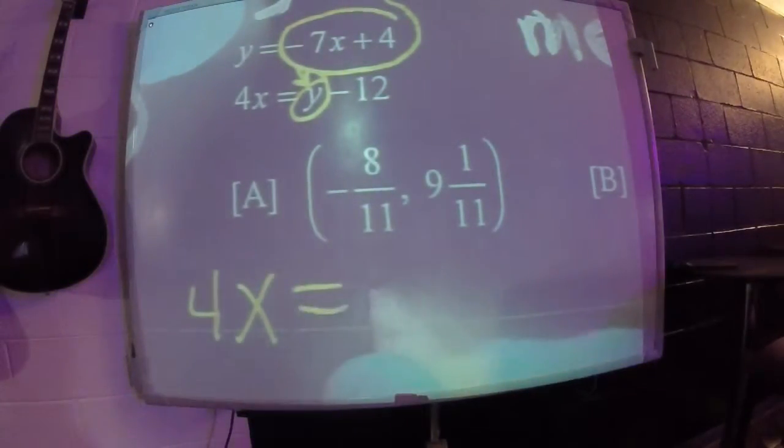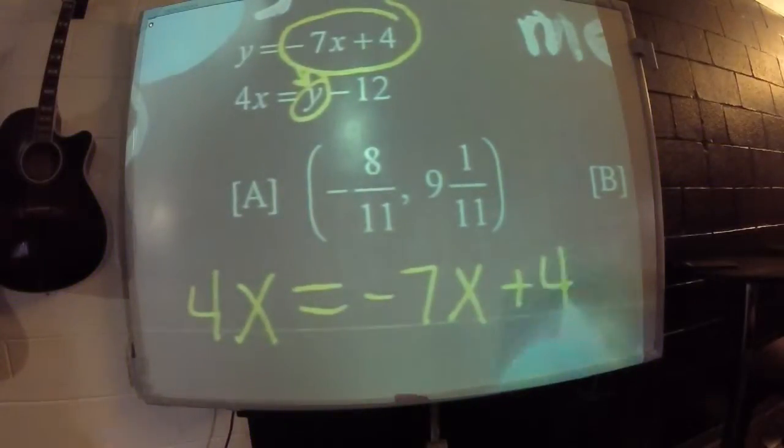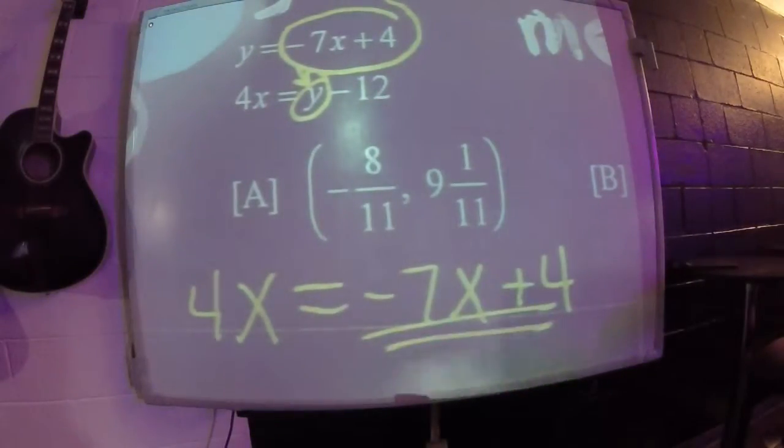4x equals negative 7x plus 4. That was the substitution part right there. Minus 12.